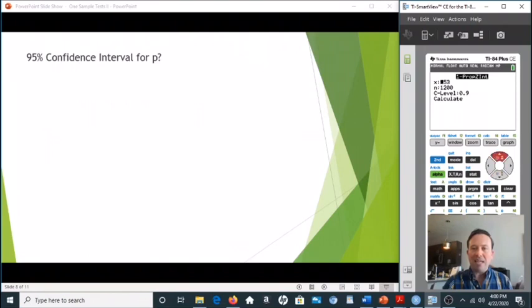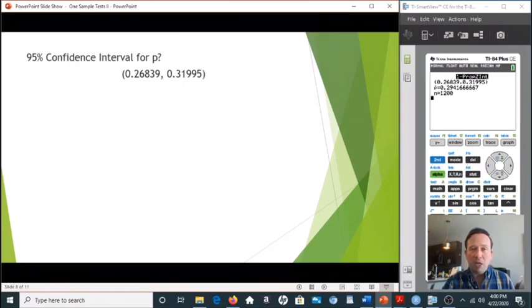So notice the X and the N were the ones that we used. Change the confidence level. That's 90%. That's wrong. So 0.95 would be the correct confidence level. And right there you go. There's your confidence interval in the parentheses at the top. All you need are these two numbers at the top. So there's your confidence interval.